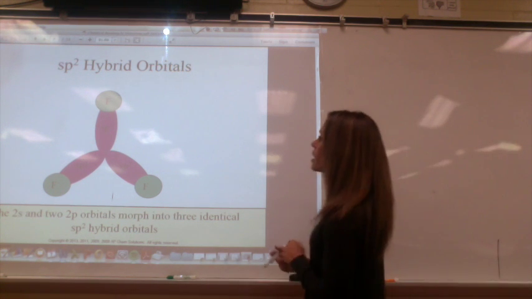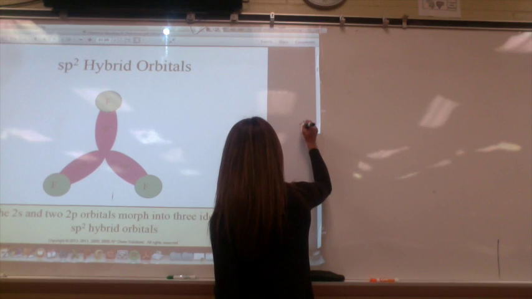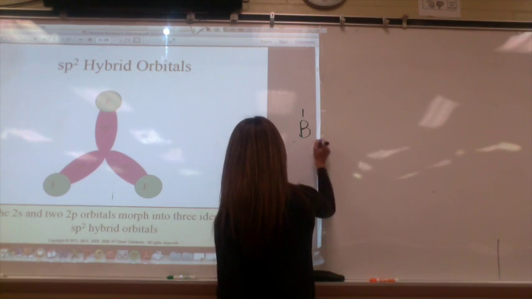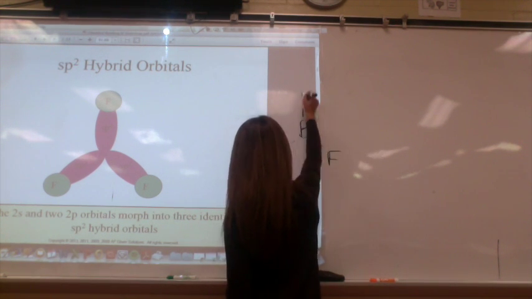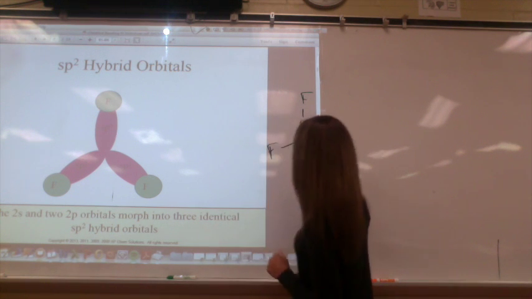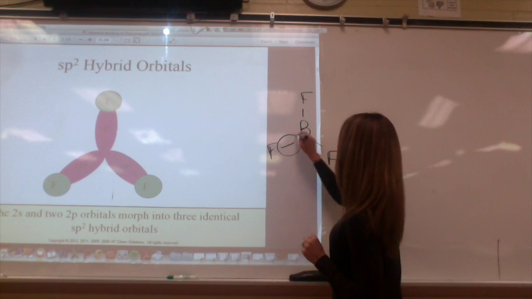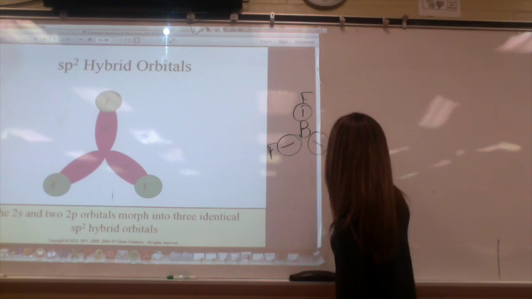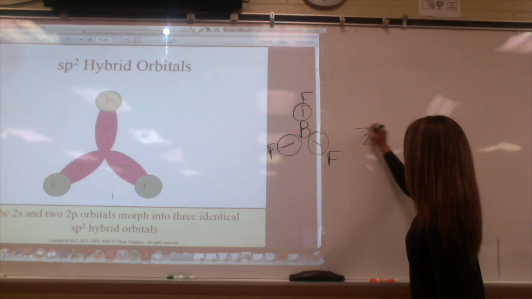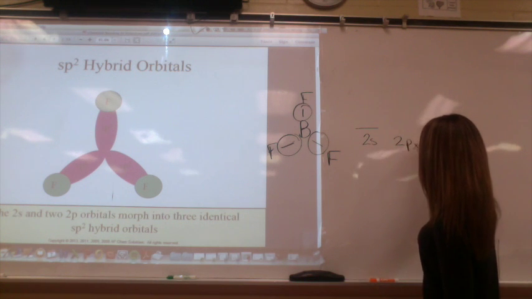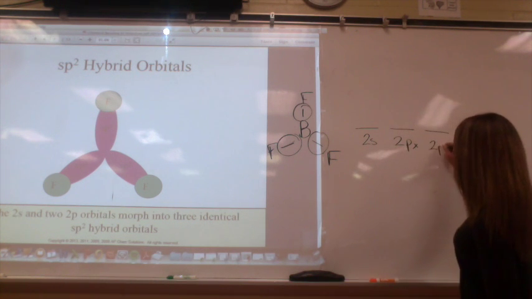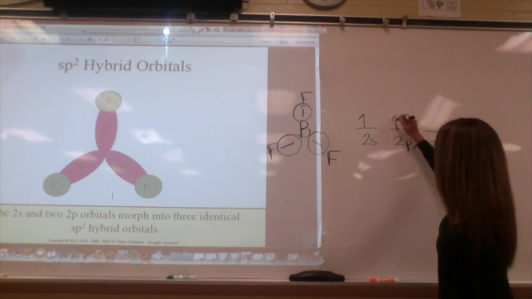Let me show you first. So for BF3, when we draw that geometry, you can see that you have how many domains? 3 bonding and 0 non-bonding. So those 3 bonding domains come from your 2s, that's empty, your 2px, and your 2py. And we saw how that was promoted there, and these are there.